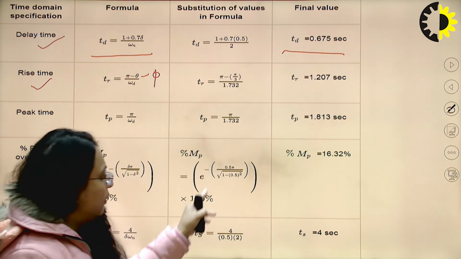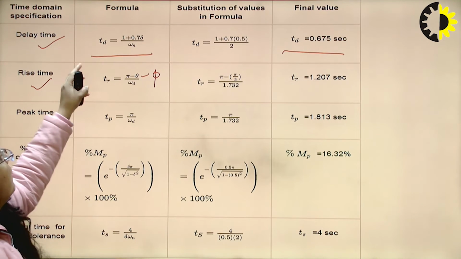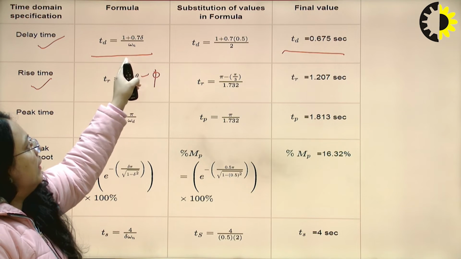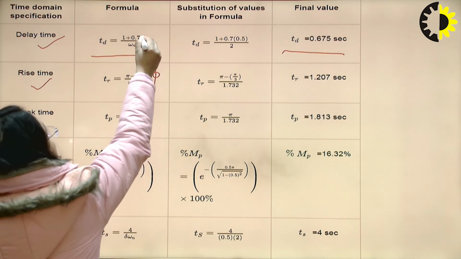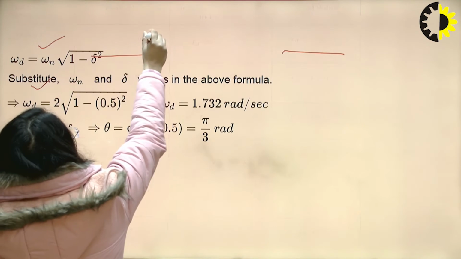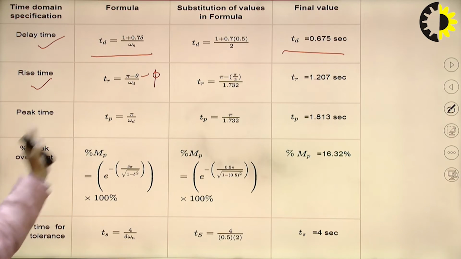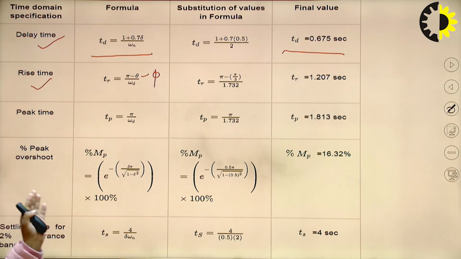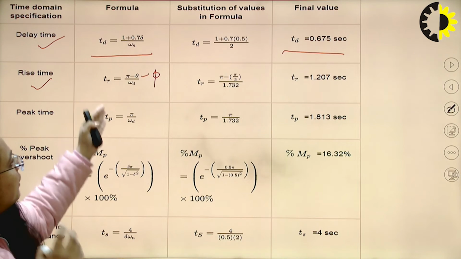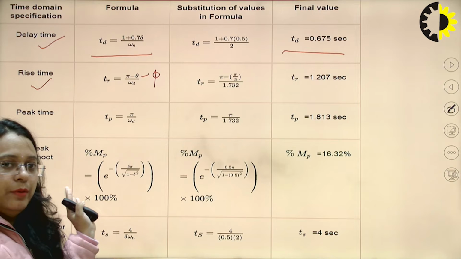Now we put the values, starting with delay time. The formula for delay time is 1 plus 0.7 delta upon omega n. Delta is nothing but zeta here; we have used the word zeta, so we'll use zeta over here. These are the formulas that we used in the previous numerical, and putting in the values will give the final values which I described in the previous slide.